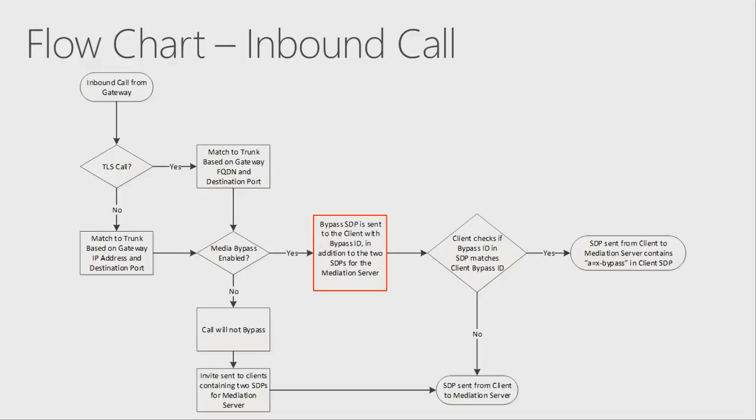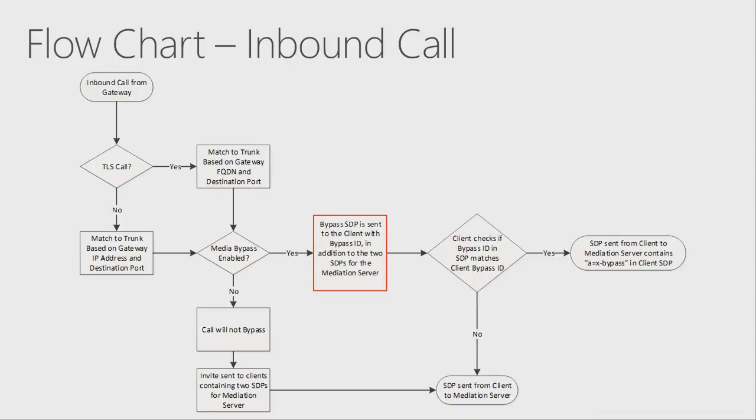And then we send the bypass ID and the SDP which was given to us by the PBX, as well as the 2 SDPs to the mediation server. And the reason we send all 3 is it's a client that makes that bypass decision, because we don't know the bypass ID of the client, because you can have 5 clients logged in. You could have a laptop at home, you could have a desktop in the office, you could have a mobile phone logged in, you could have a tablet logged in. We don't know what device you're going to answer that call on.